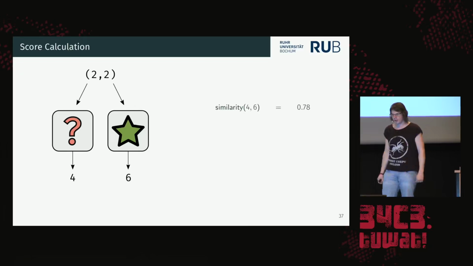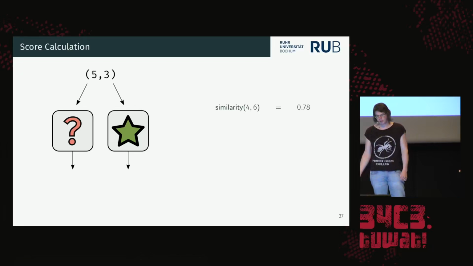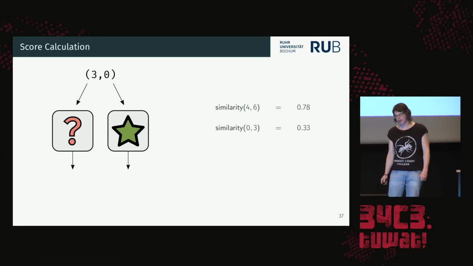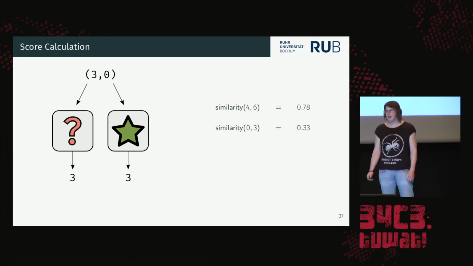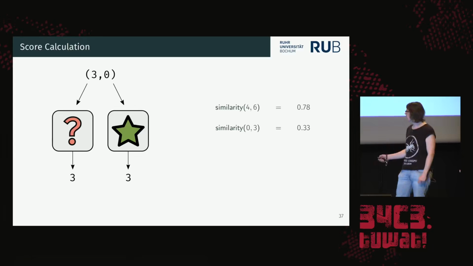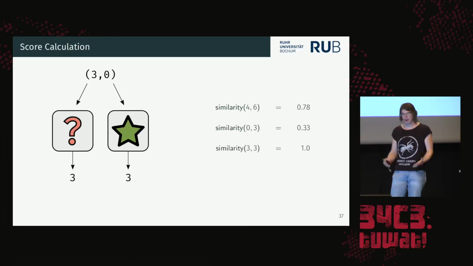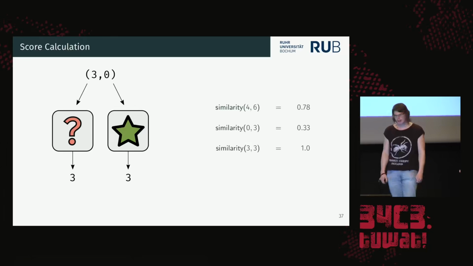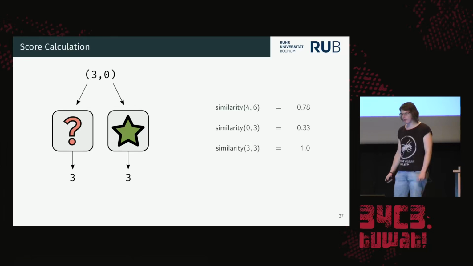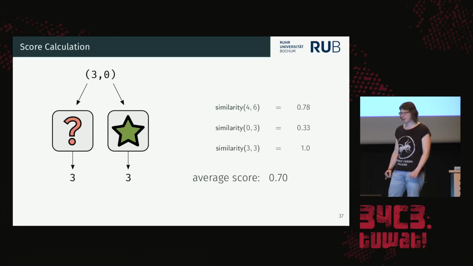We don't do this only for one input pair, we do it for many. So we do it for this one. In this case, we have the same output. That means the similarity is 1 because it's exactly the same. And we do it several times more. Finally, our score for this node is basically the average of all these similarities.